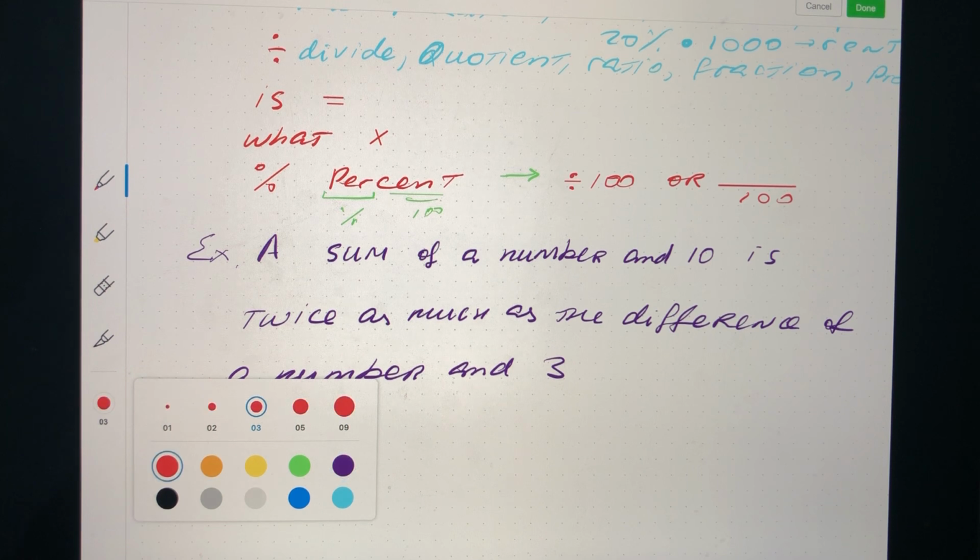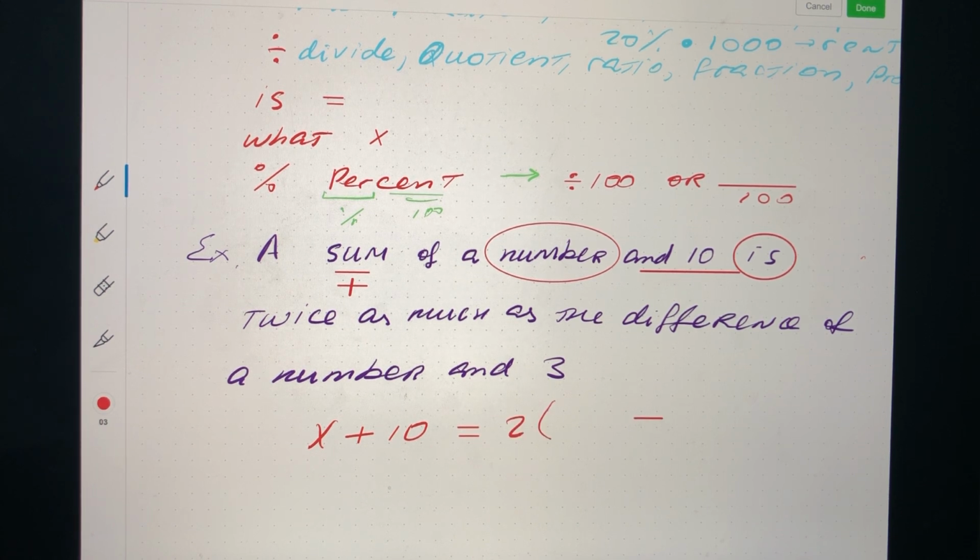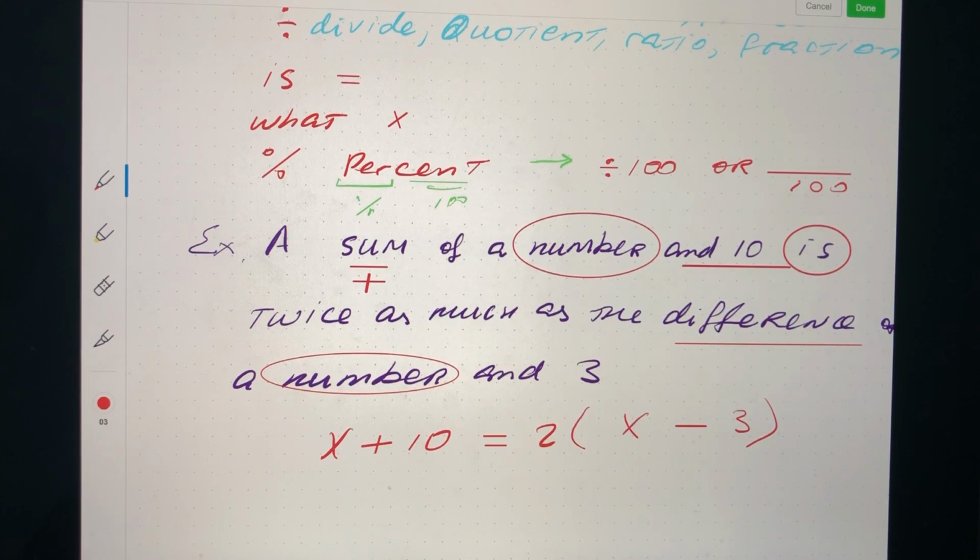then we can solve it. It's not easy to solve it in this form because there is nothing to solve. So sum means add. So here we add, what are we adding? We add a number and 10, which is, that's equal, twice, that's double, as much as the difference, which is minus. Difference of what? Of a number, that's x, and what else? And 3.